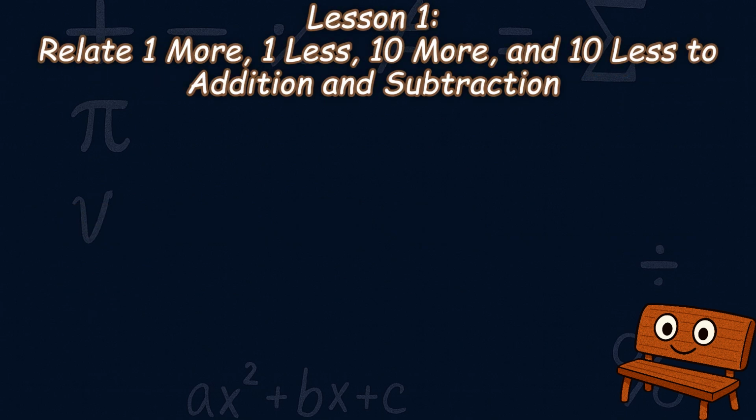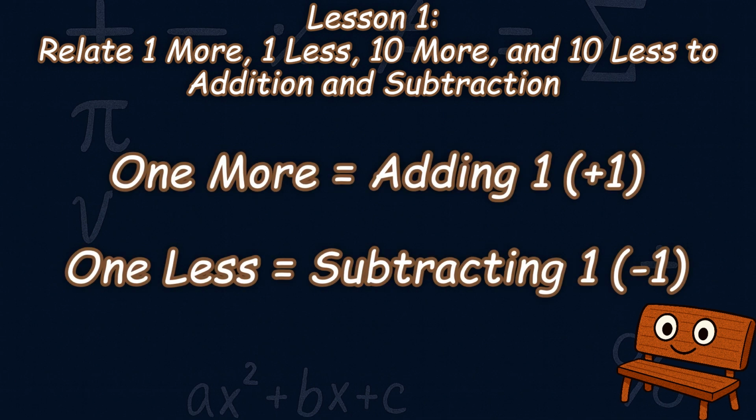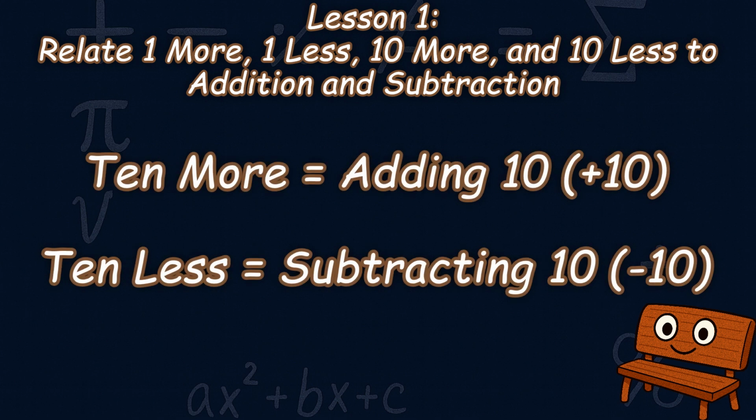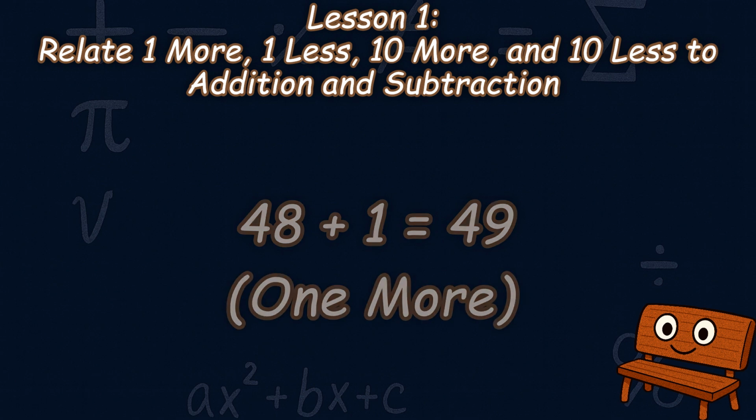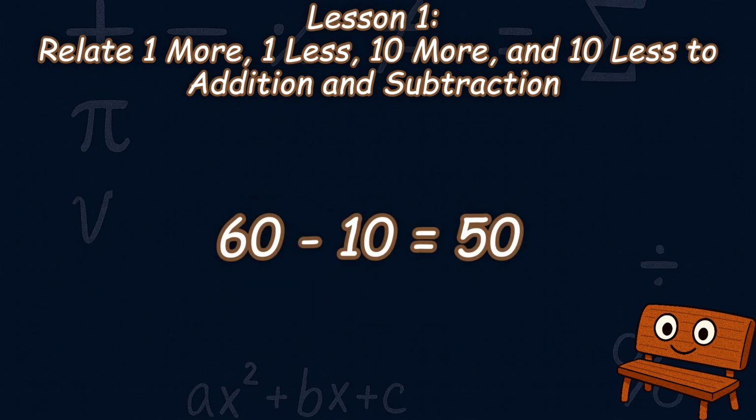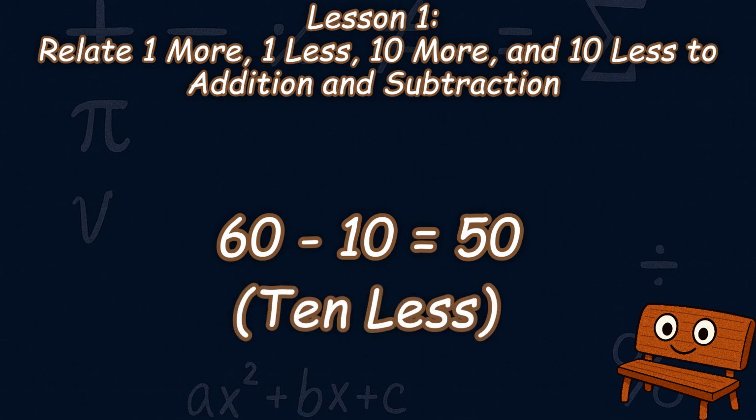On Thursday, we'll be starting Lesson 1 of Module 4, relating 1 more, 1 less, 10 more, and 10 less to adding and subtracting. This lesson will connect counting to adding and subtracting. When we find 1 more, we're adding 1. When we find 1 less, we're subtracting 1. 10 more means to add 10, and 10 less means to subtract 10. For example, 48 plus 1 equals 49. This example shows 1 more. 60 minus 10 equals 50. This example will show that it is 10 less.